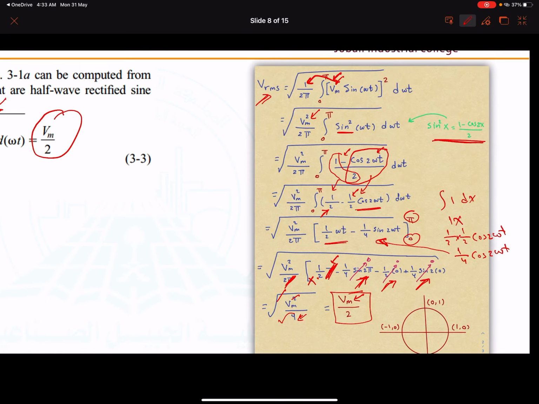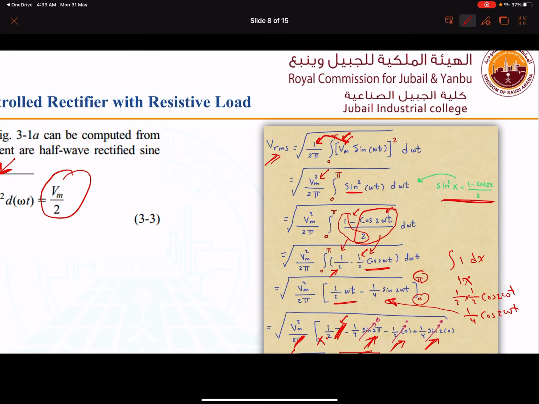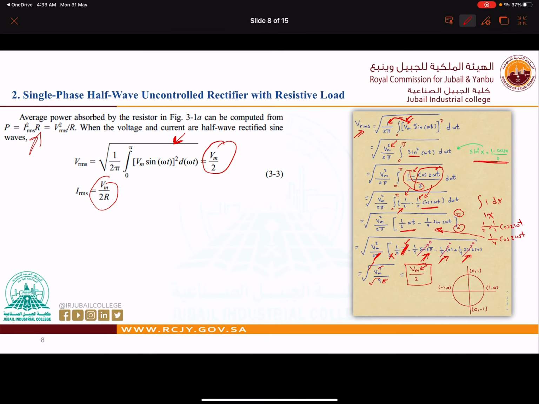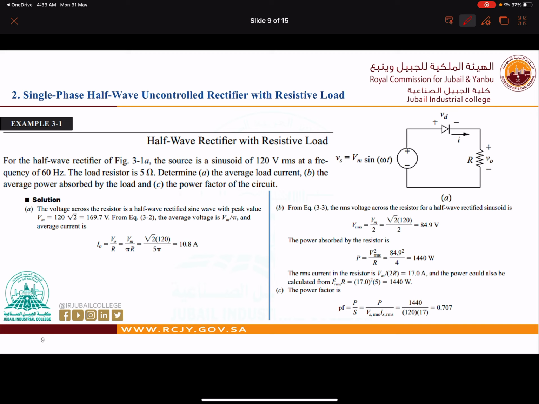Of course, again, it is not required, but this is just to show you how we get the final answer. Okay, now let's go to our example.